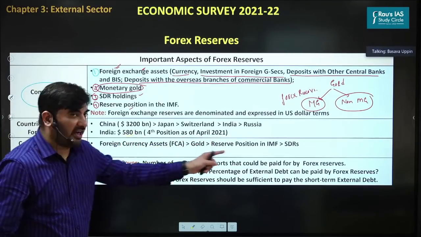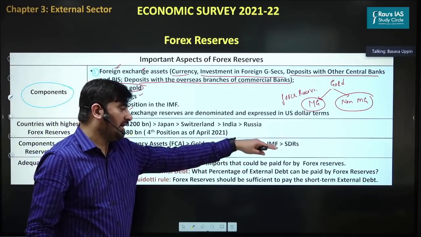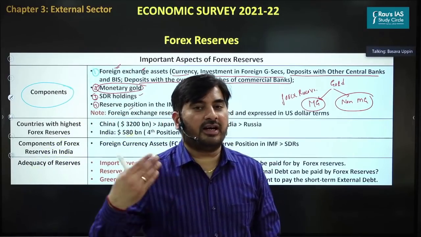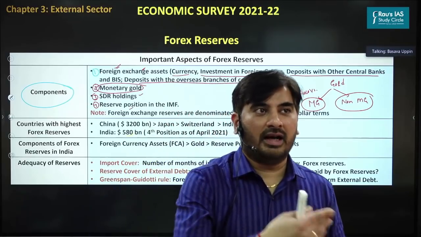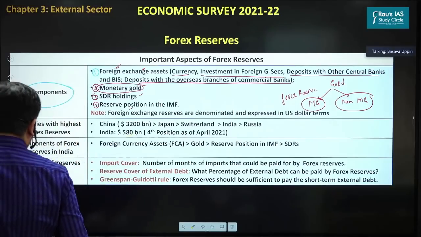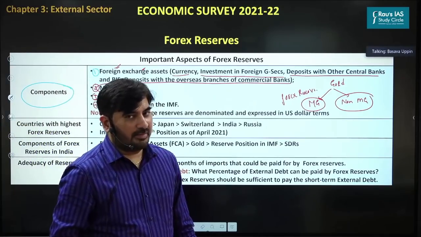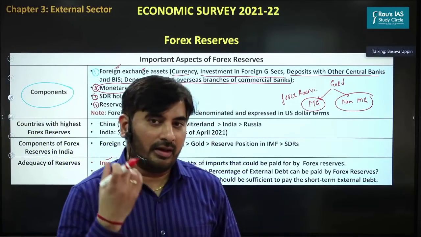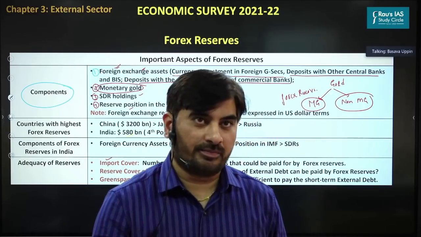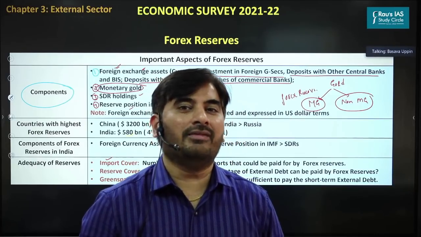And look at the different shares of the components. The highest component is foreign exchange assets, followed by gold, reserve position, and SDR. For example, if you get a question as to which among the following components accounts for the highest share in India's forex reserves, the answer would be foreign currency assets. And then if you want to know the adequacy of reserves, you have different concepts. One is import cover. Import cover basically means that by using our forex reserves, how many months can you pay for the imports? That gives us the import cover.